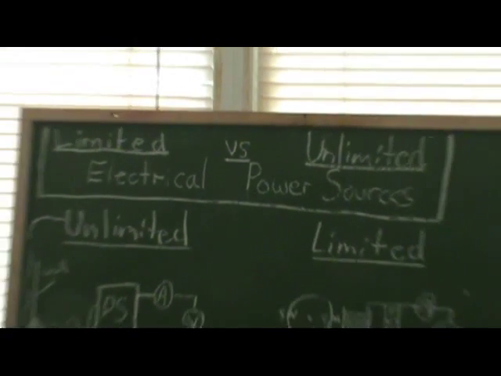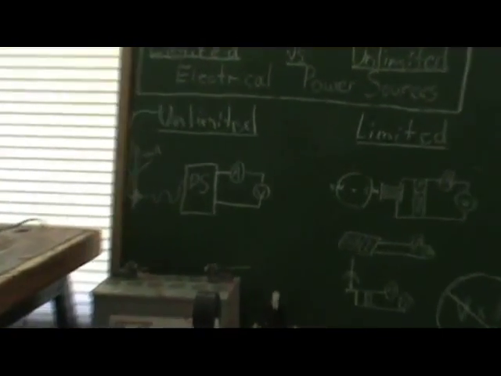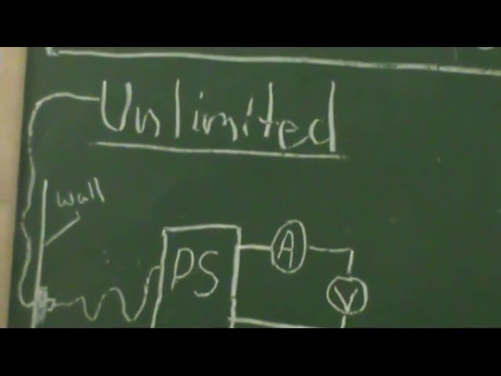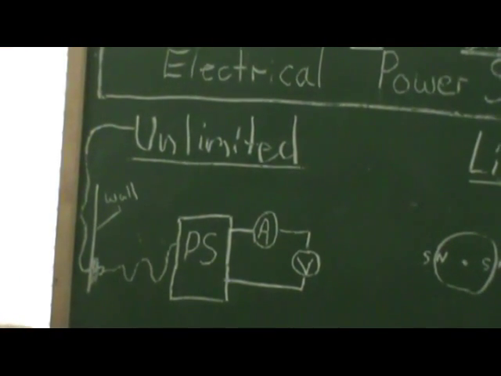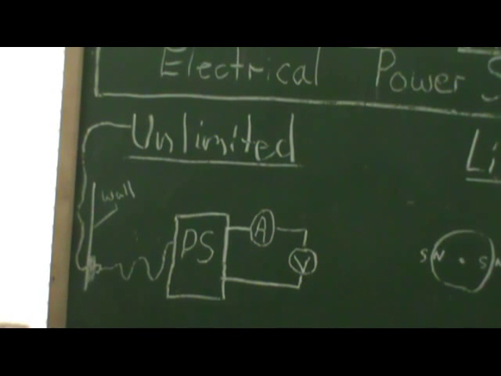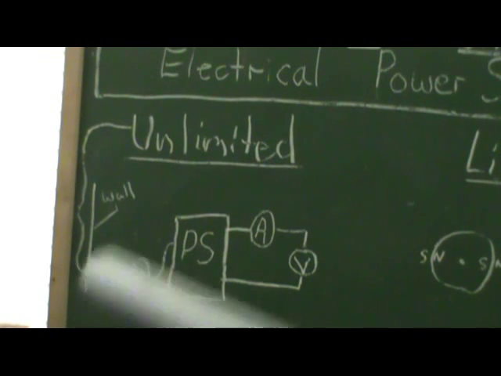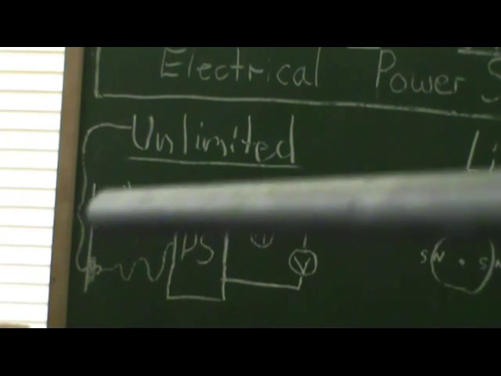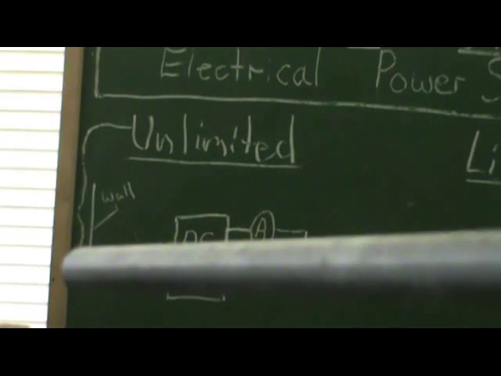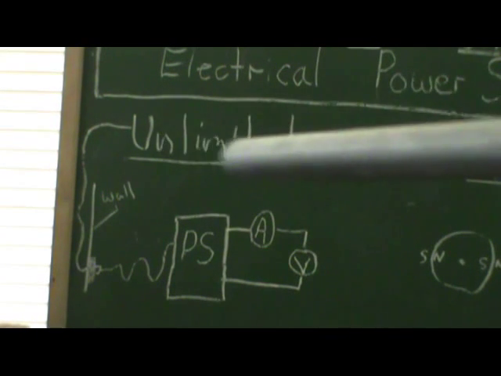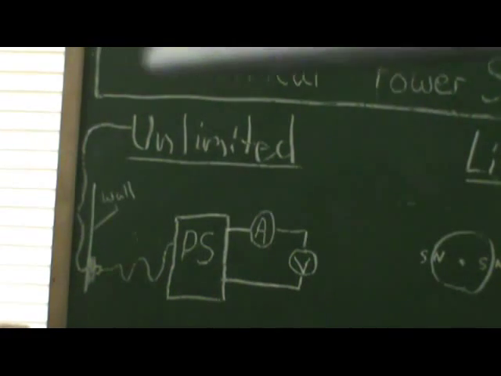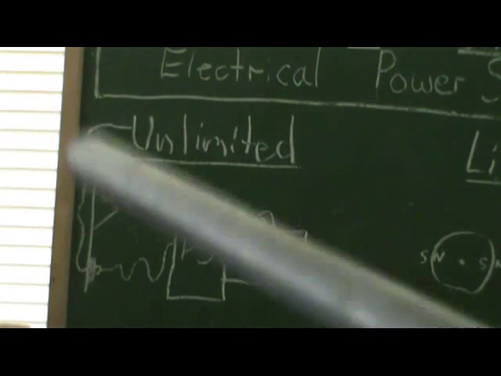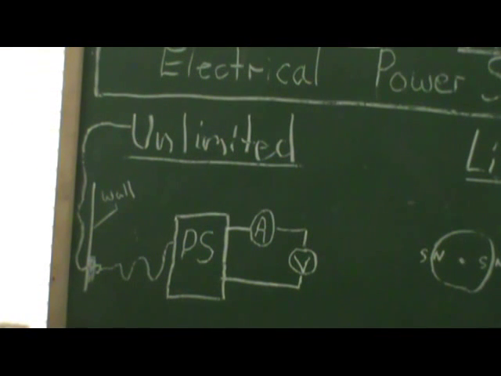Now first, let's look at this unlimited power source, right? I'll zoom around a touch. With the unlimited source, your wall socket is the prime example of this. It's an unlimited source, whether it's hydroelectric power, nuclear power, wherever it's coming from. You're never going to knock that current down to where the voltage depletes. It's always going to stay at that voltage.